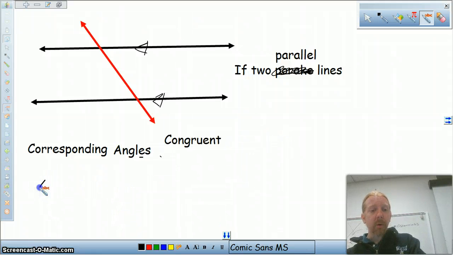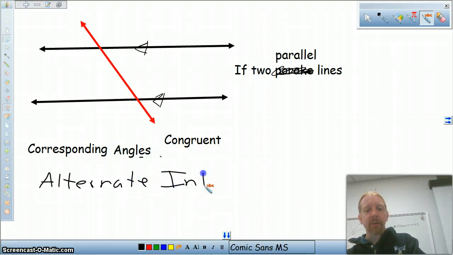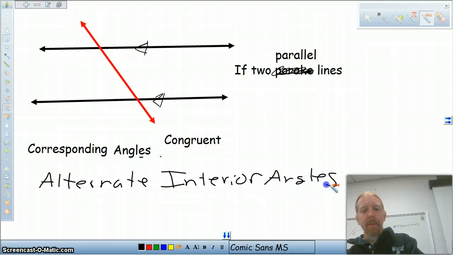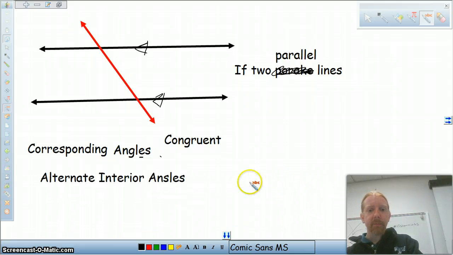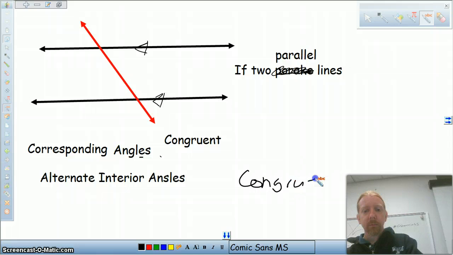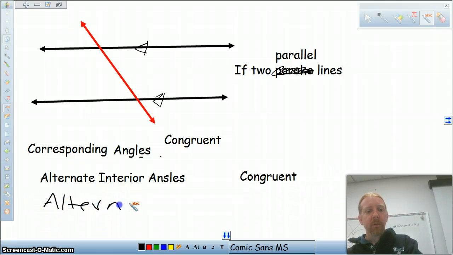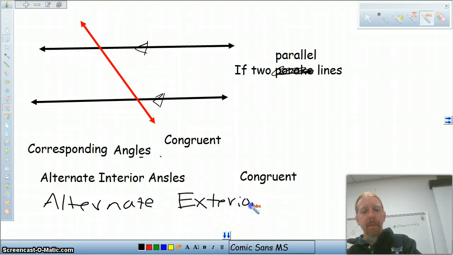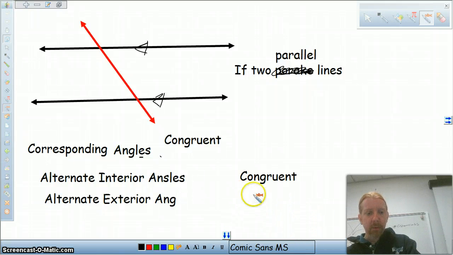We also know that alternate interior angles are congruent again. We also know that alternate exterior angles are going to be congruent.